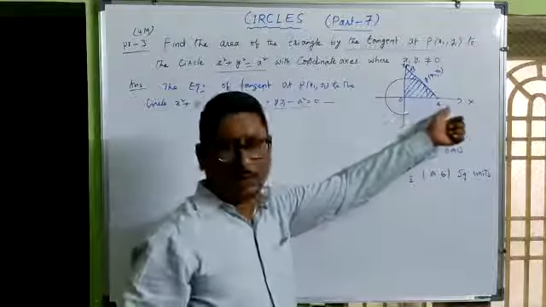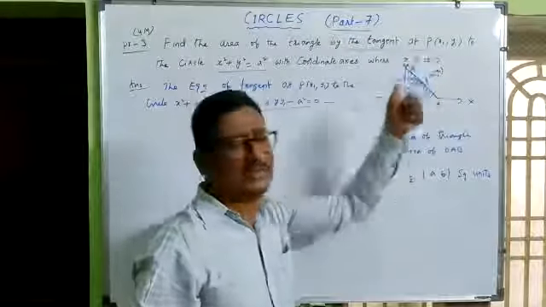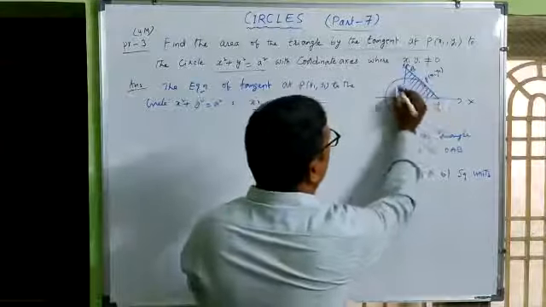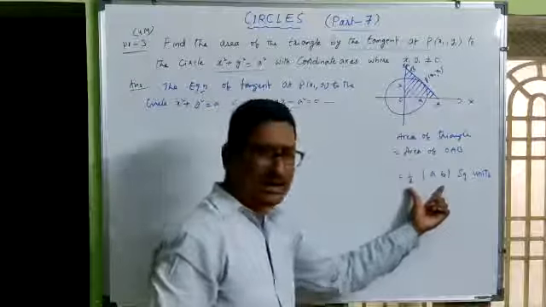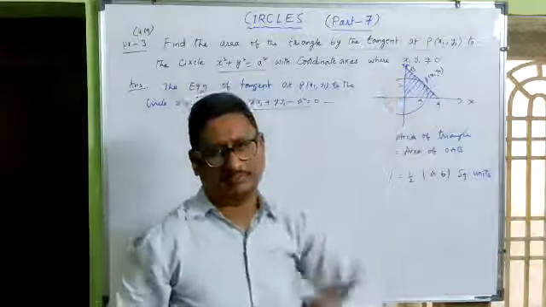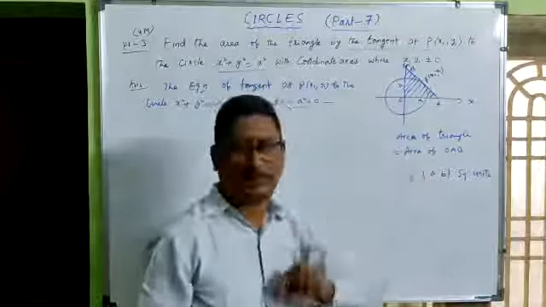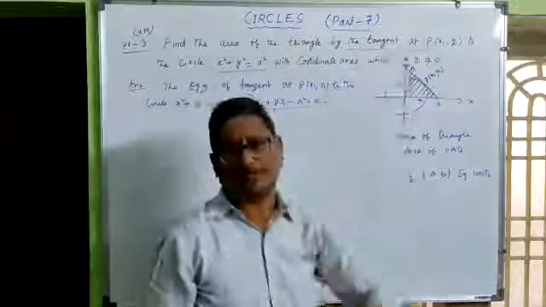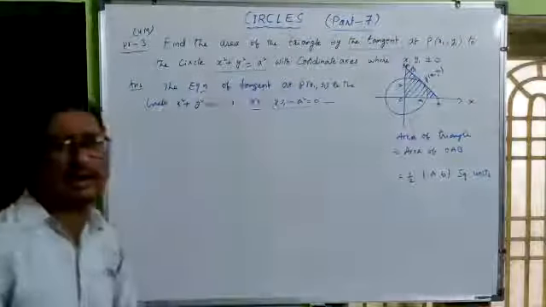OA is the x-intercept and OB is the y-intercept. So OA is small a, OB is small b. So the area is half mod AB. So we have to find OA and OB. OA is nothing but the x-intercept, I have told you. OB is the y-intercept, I have told you. Now we have to find what A and B are.